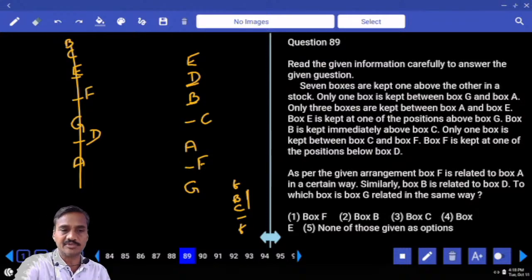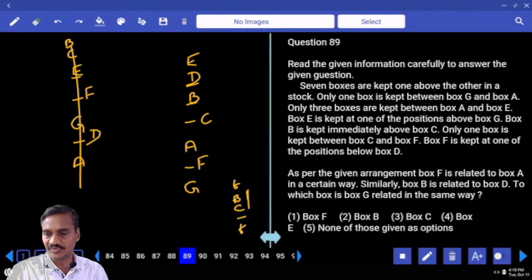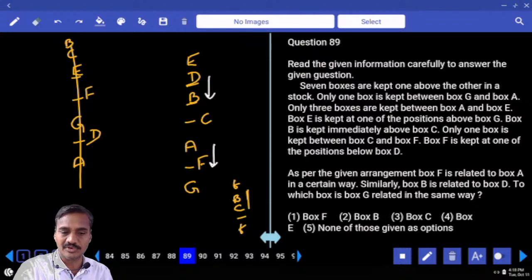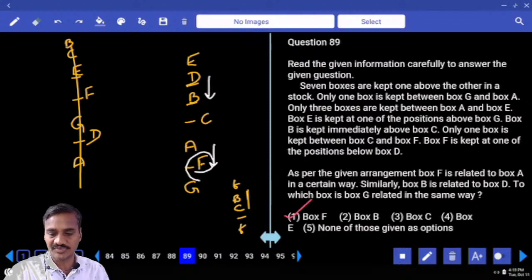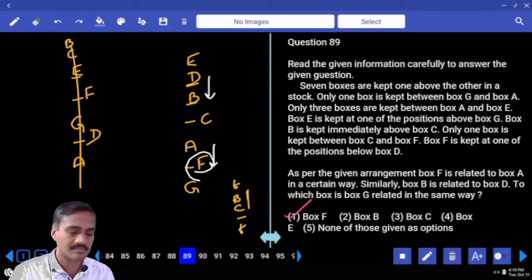As per the given arrangement, F is related to A. F is immediately below A. And B is immediately below D. And G is immediately below F. That is choice 1, question number 89.